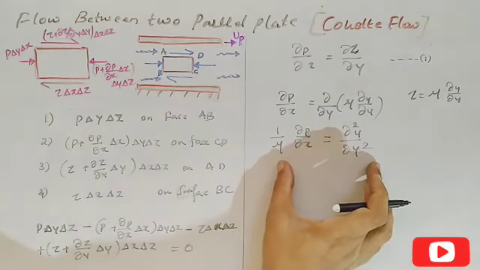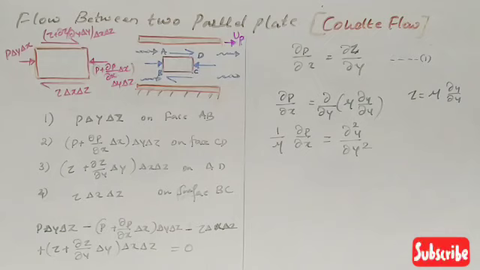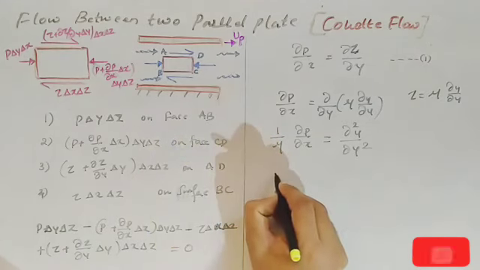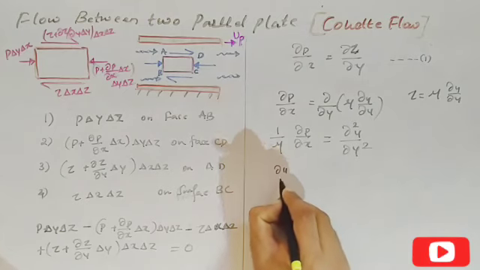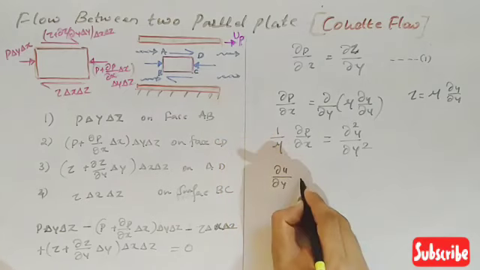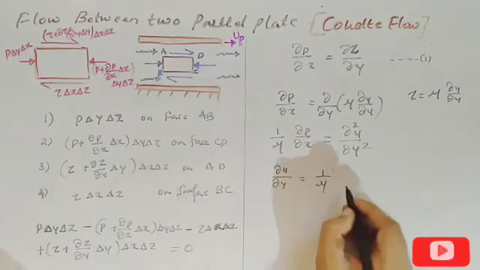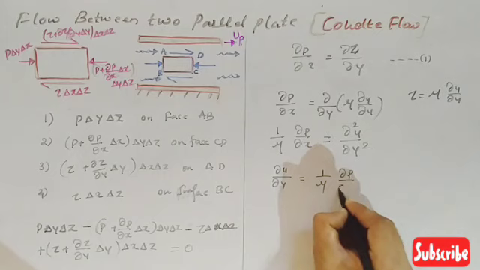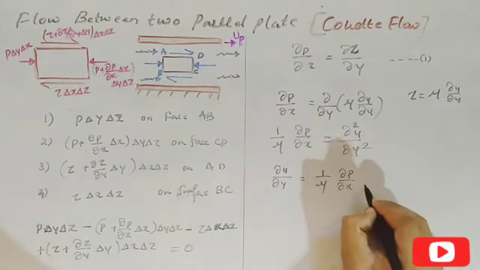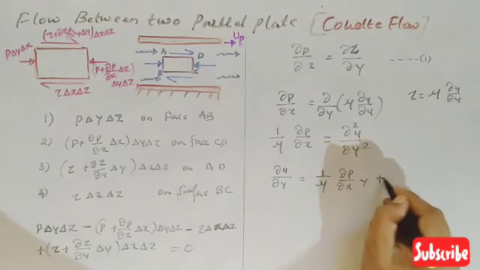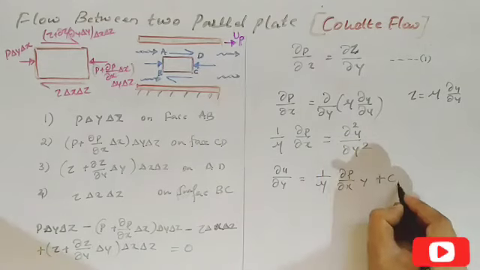Now integrating this equation, we'll get the constant terms. If I integrate this once, I'll get ∂u/∂y equal to 1/mu, with respect to y I'll integrate, and ∂p/∂x remains the same, then y, plus a constant term.